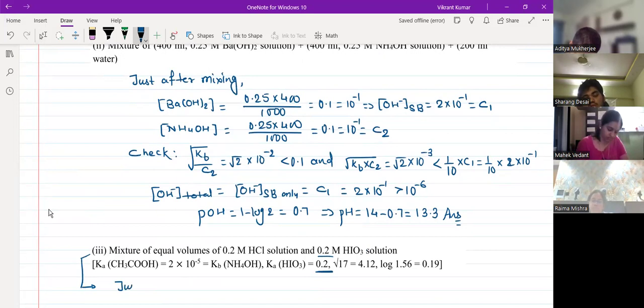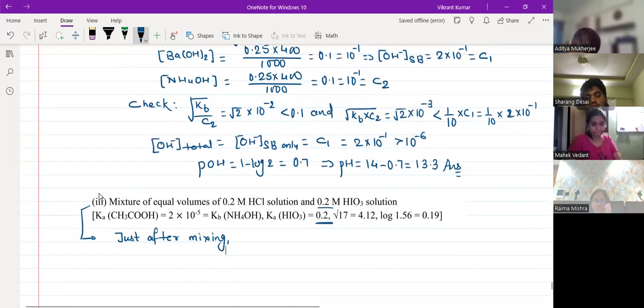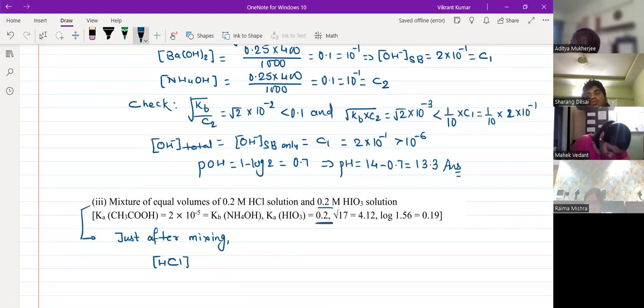So what we are writing again, we are mixing the solution, so we'll write just after mixing. If it is asking what is the concentration of HIO3, so we are mixing equal volumes, है ना. तो HCl के लिए पहले, that is strong acid, we'll take that first. HCl का concentration will become 0.2 if initial volume was V and final volume is V plus V. So this will become 0.1 or 10 raised to minus 1. So H plus from HCl will also be 10 raised to minus 1 only.